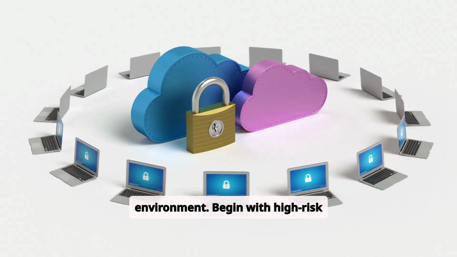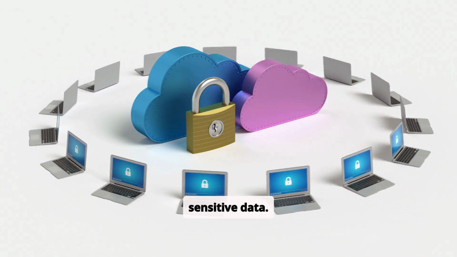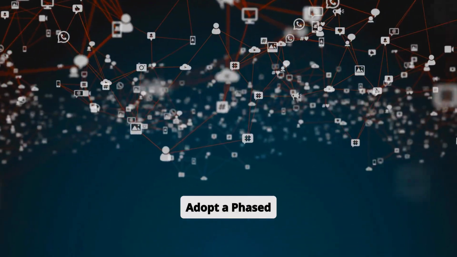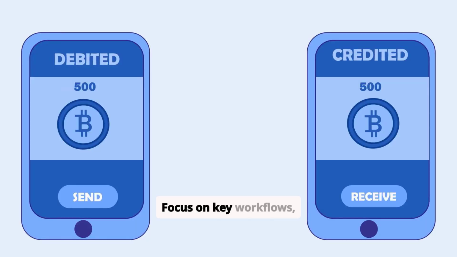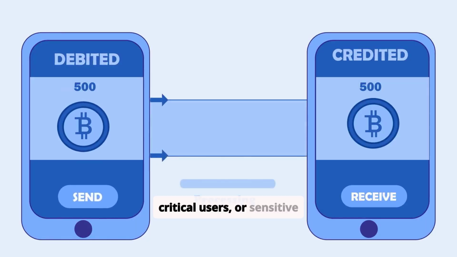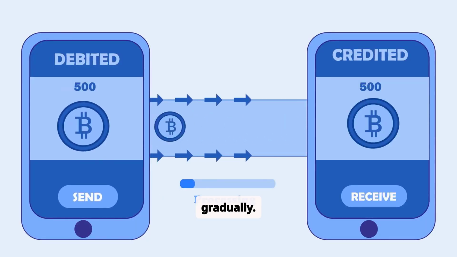Implement core technologies. Introduce tools like MFA, ZTNA, and EDR into your environment. Begin with high-risk areas or applications handling the most sensitive data. Adopt a phased approach. Zero Trust doesn't have to be implemented all at once. Focus on key workflows, critical users, or sensitive assets first, and expand gradually.